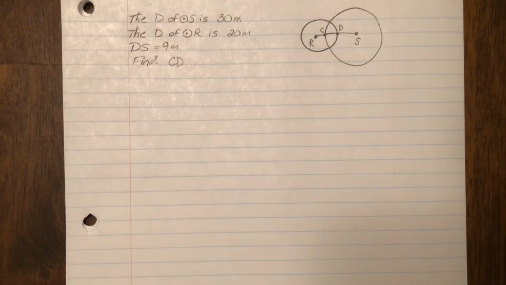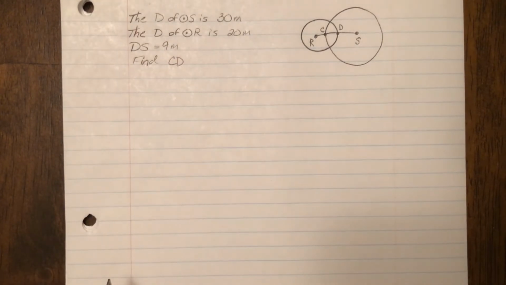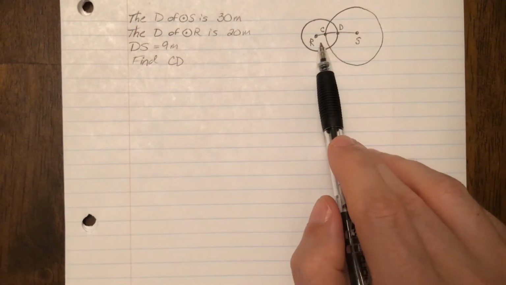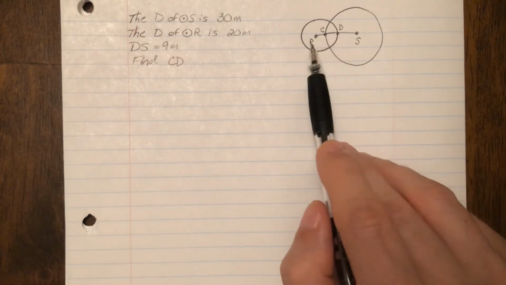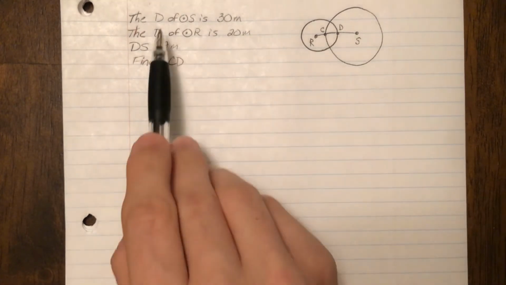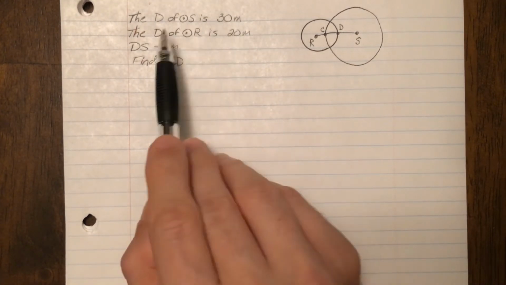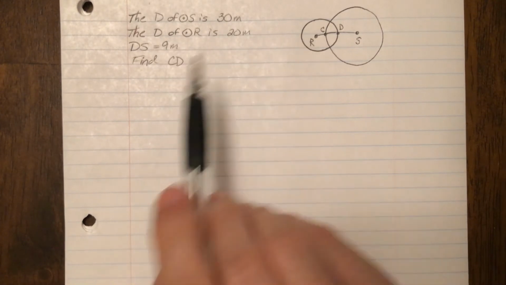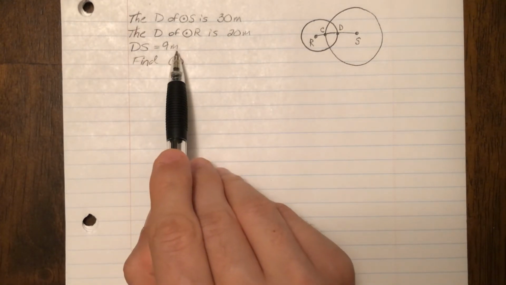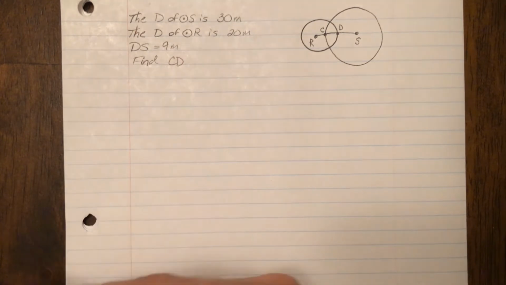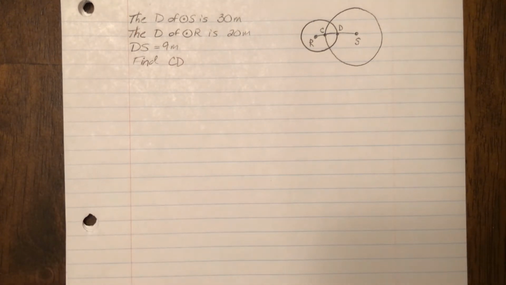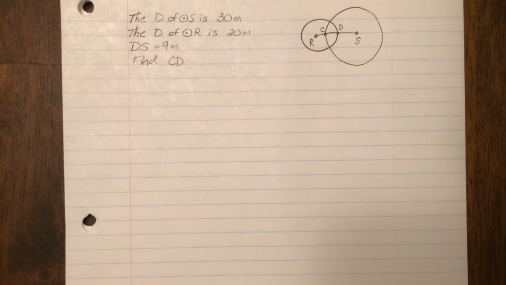All right, so we got all our new vocabulary out of the way. Now we're back to the problem that we saw right at the intro to the video. You've got two circles here. They're overlapping. We're told the diameter of circle S is 30 meters. Diameter of circle R is 20 meters. DS is equal to 9 meters. And we're told to find CD. So I know this looks like a nasty problem. It's not that bad.